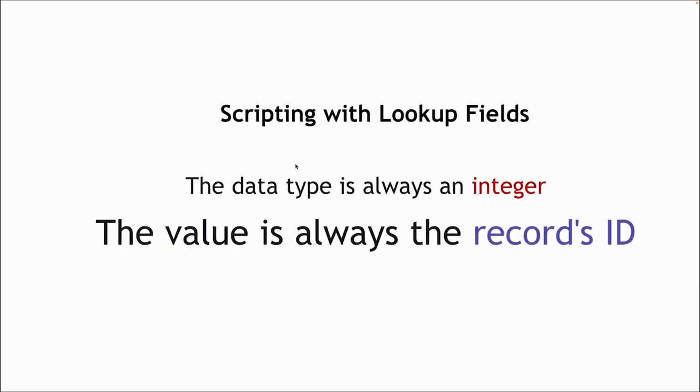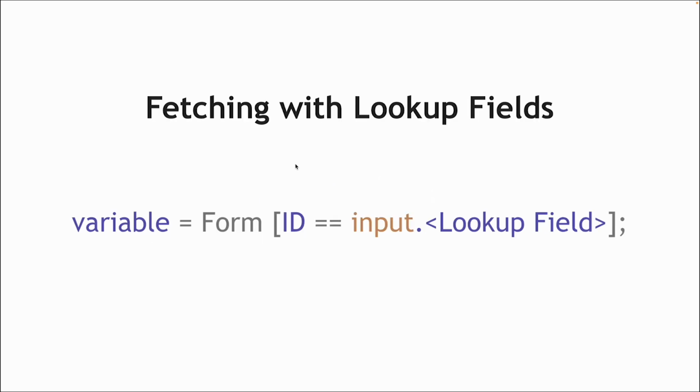Okay, and we should know the lookup field is actually working with the record ID. So its data type is always integer, and the lookup's output is always record ID. As we know, lookup always tags itself to the record ID, and from that record ID, it will be fetching the data or other parts of that particular record. So this is how we actually fetch.